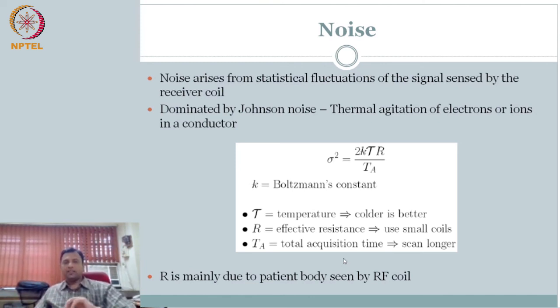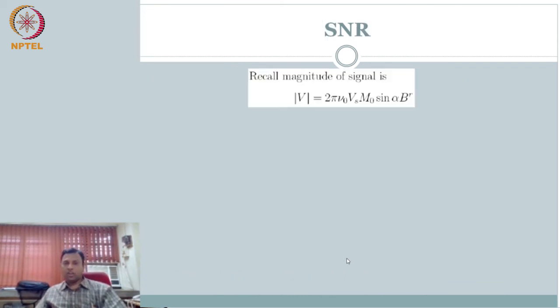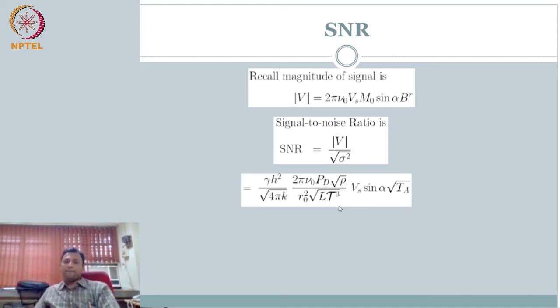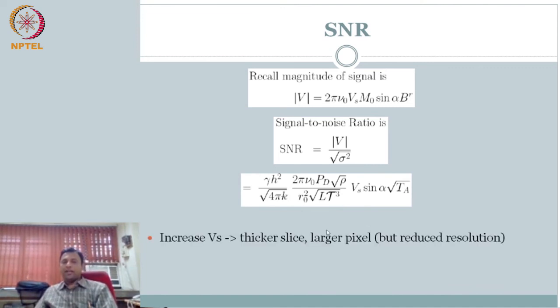We are always interested in signal in the presence of noise. So, signal to noise ratio: we will recall our signal equation. This is volume, not voltage, right? Volume of the sample. So signal to noise ratio is the magnitude of the mean signal divided by the square root of the variance. You substitute all this and you get some value. What we are interested in is the interpretation. So what is this saying?